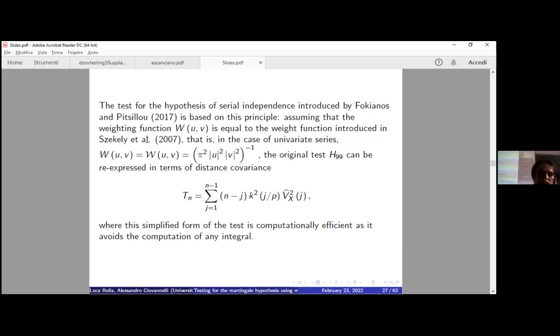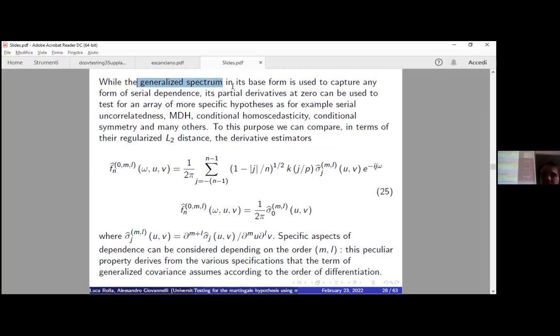Okay, one property of the generalized spectrum is that it can be differentiated at zero, and its partial derivatives can be used to test an array of more specific hypotheses. In this sense, we can just take derivatives of the spectrum with respect to the parameters in the characteristic functions. And basically what we get is a modified version of this generalized covariance term here.